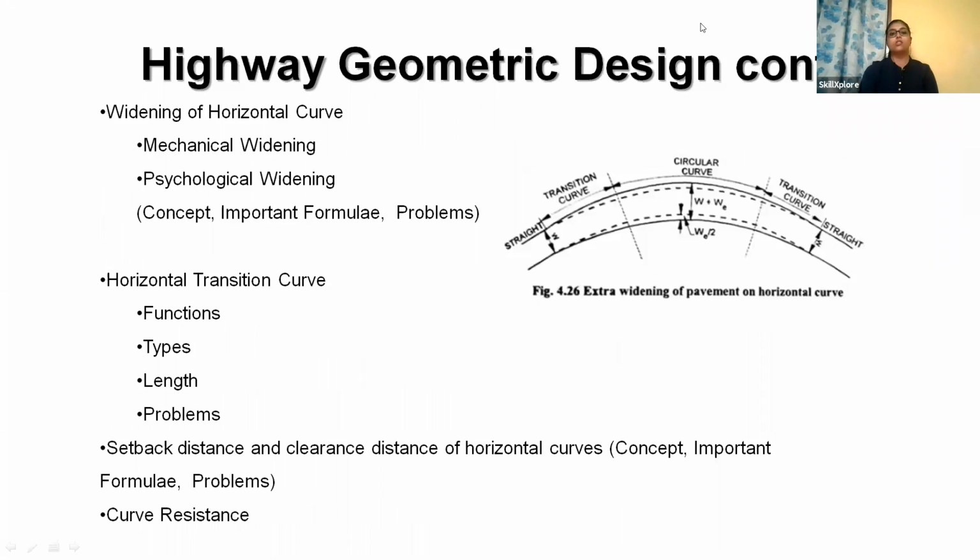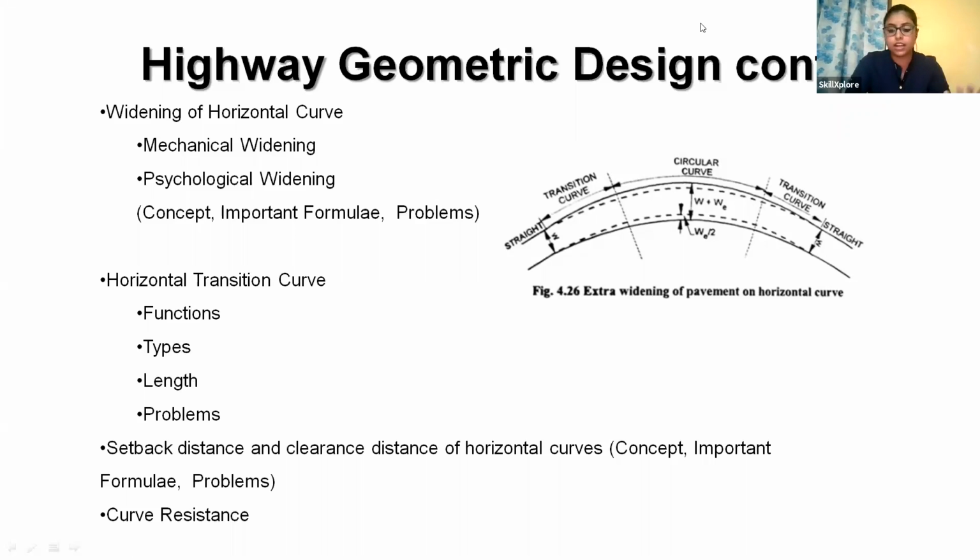Next is widening of the horizontal curve. While we are encountering a horizontal curve, will the width be the same as that on the other roadsides? No, right? Some widening will be provided in the horizontal curve. Why do we provide that widening? There are actually mainly two reasons for providing the widening. It can be given for a mechanical widening reason and a psychological widening reason.